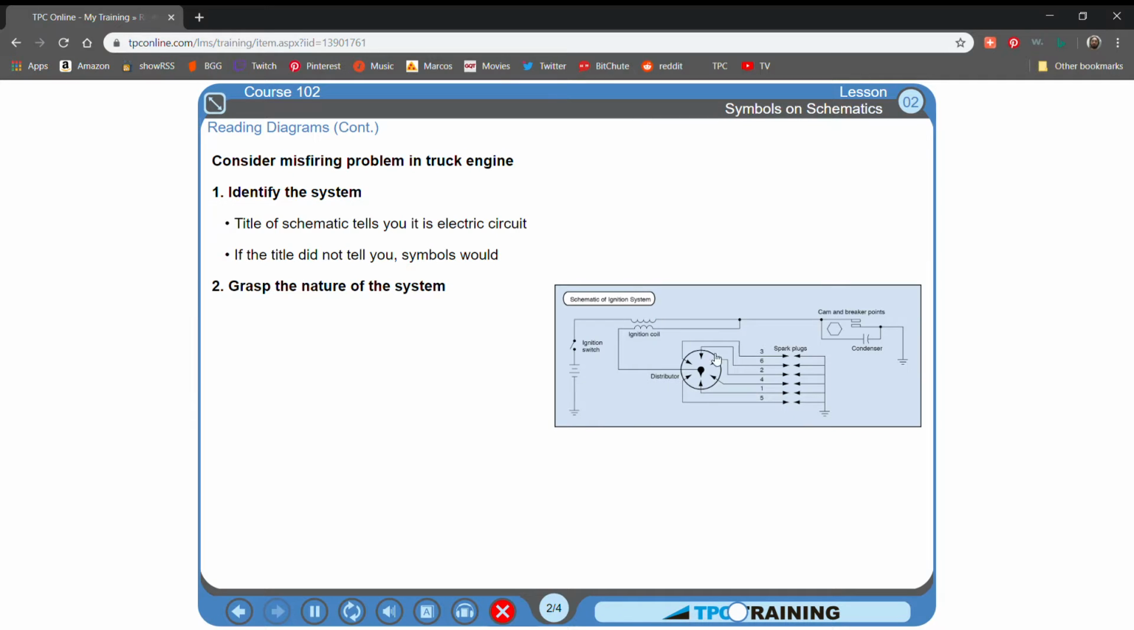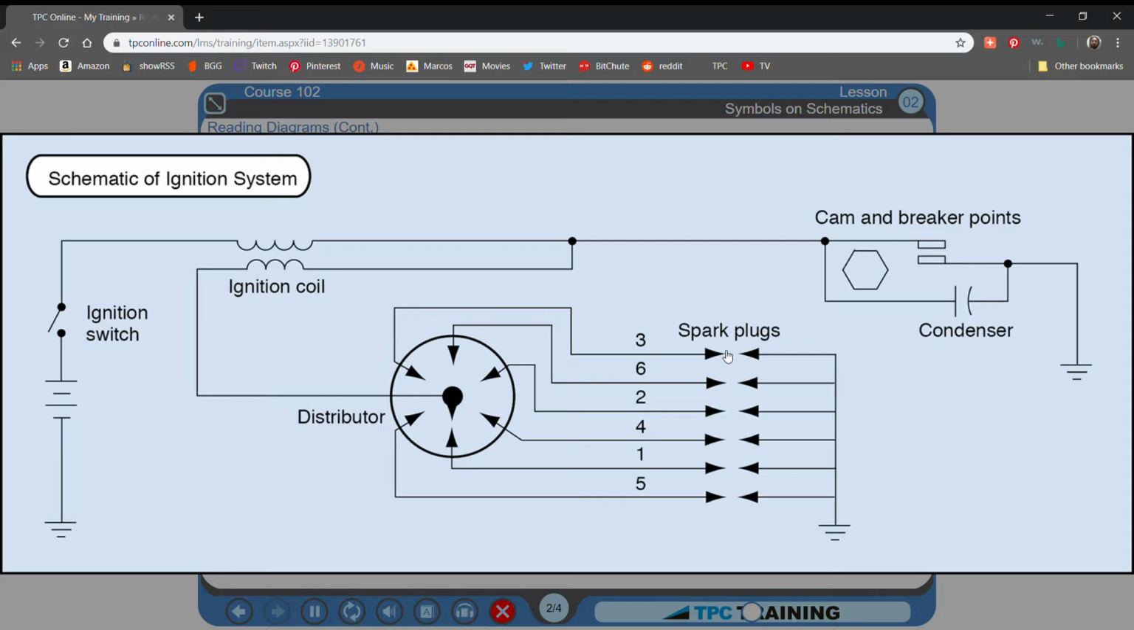2. Grasp the nature of the system. What kind of electric circuit is it? Again, the title tells you it is the schematic for an ignition system. But if it did not, the nature of the components would tell you. 3. Figure out how the system should work. The whole system is designed to supply electricity to an engine's spark plugs so that they will fire in the cylinders at the right times.